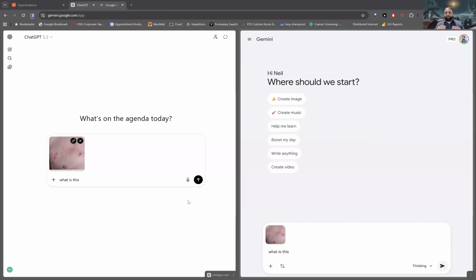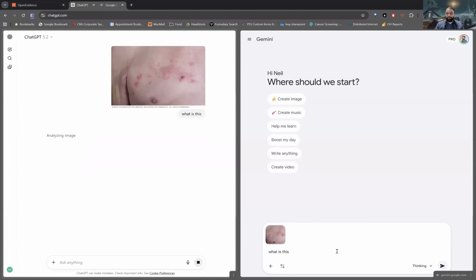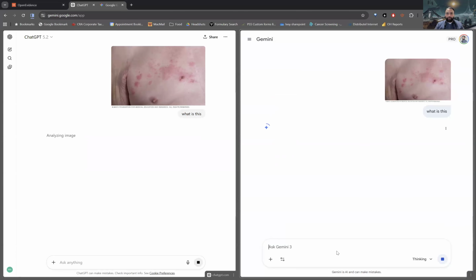All right. So for the next one, what we're going to do is look at a skin rash. This is an image I found online, so it's possible that the AI was already trained on it. I have two up here: ChatGPT 5.2 and Gemini. We're going to hit enter on both of these and see what they analyze here.